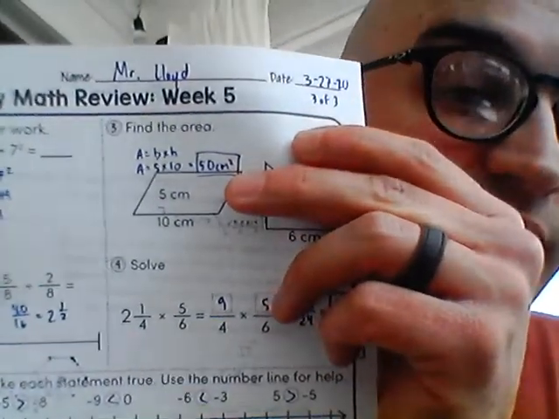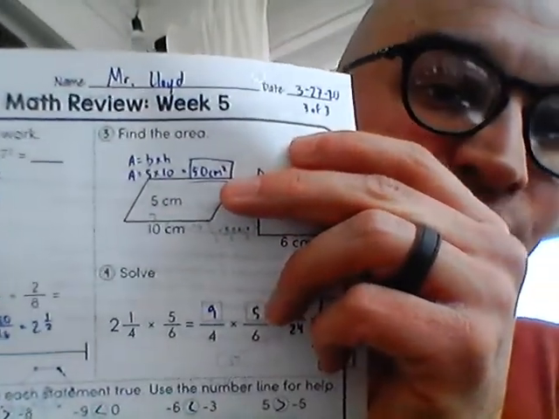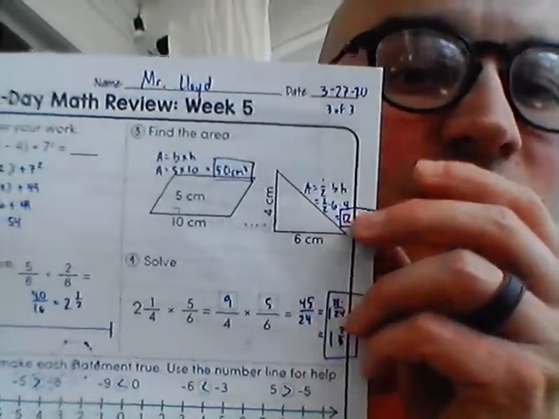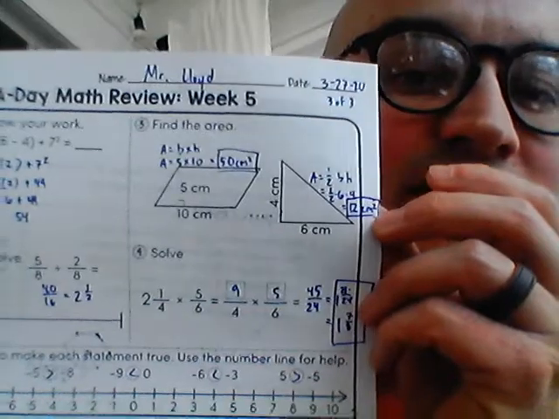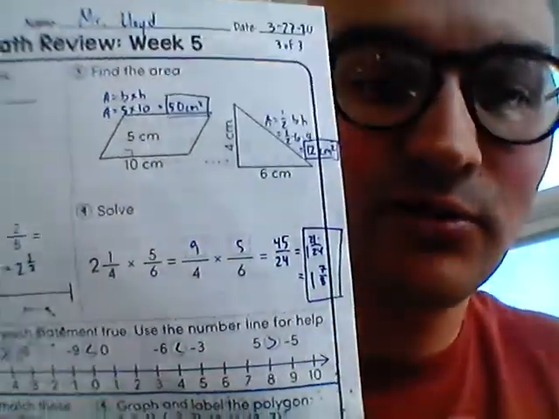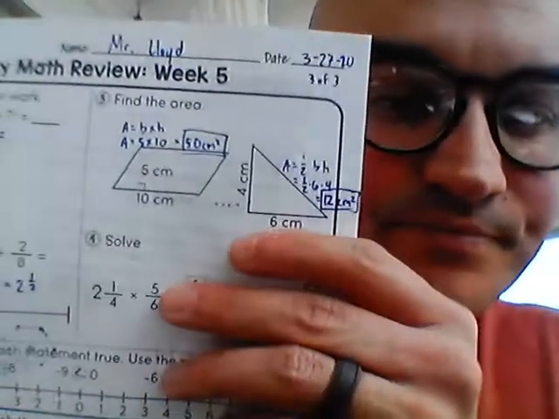Area of a parallelogram. Same formula as area of a rectangle: base times height. Simple enough. And area for a triangle is 1/2 times base times height. There you have it, 12 centimeters squared. We all feel great. Okay.